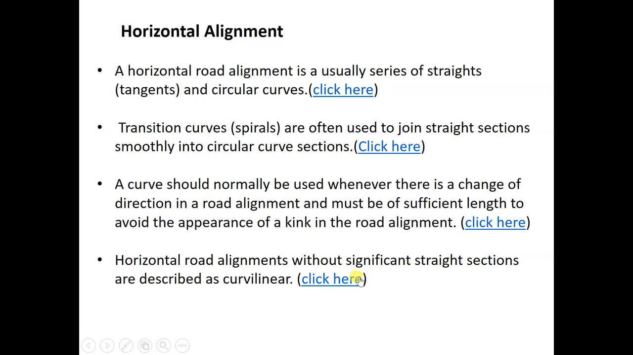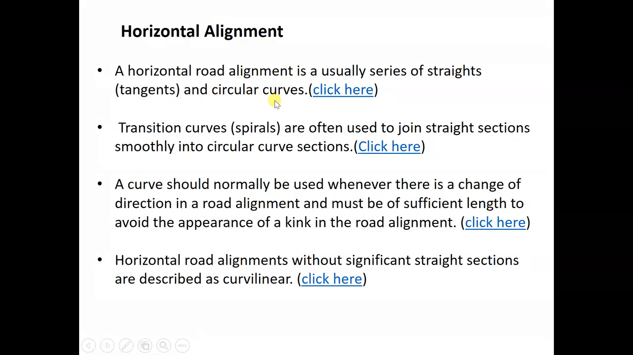So for this road design with this geometric design, it has two parts. One is the horizontal alignment, the other one is the vertical alignment. For this chapter here, we are doing the horizontal alignment. There will be another chapter doing the vertical alignment later on. Okay. So what is horizontal alignment?